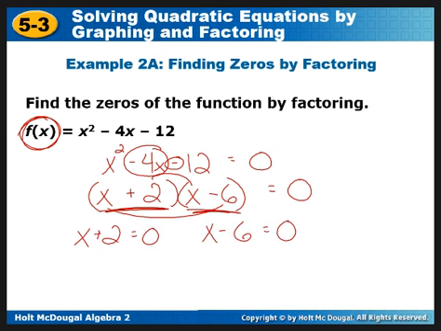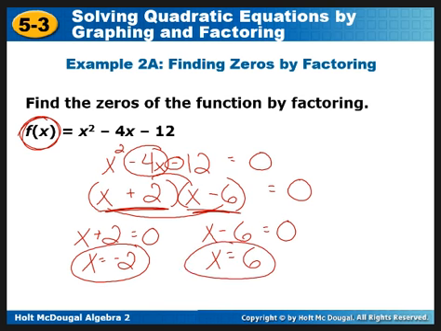Alright, then what I'm going to do is solve for x. So over here I would subtract 2, so x is going to equal -2. And here I would add 6, so x is going to equal 6. So in this case, these would be the zeros of the function. If you were to fill these back into the original equation, you would get an output value of 0.